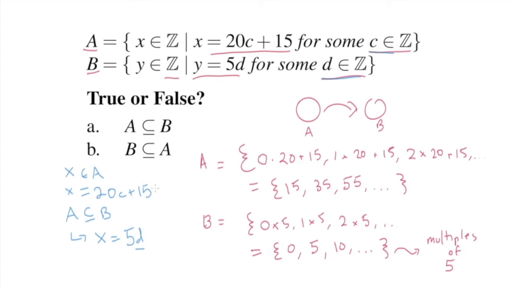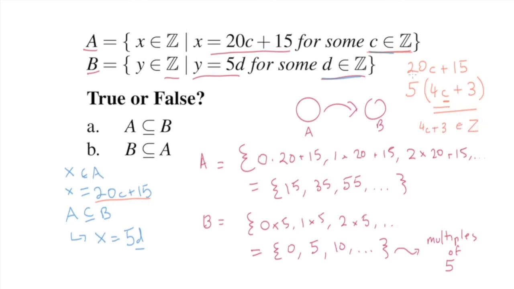Okay, so let's look at this statement a little more closely. This statement, 20c plus 15. Well, you can see that we can rewrite this. Let's factor out the 5, and we get 5 times (4c plus 3). Now we know that c is an integer. We also know that 4 times c is an integer because the product of two integers is also an integer. So if 4c is an integer, then 4c plus 3 is an integer because the sum of any two integers is an integer. So 4c plus 3 is an integer.